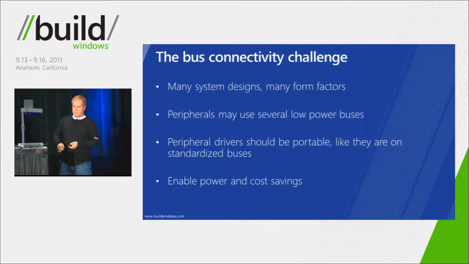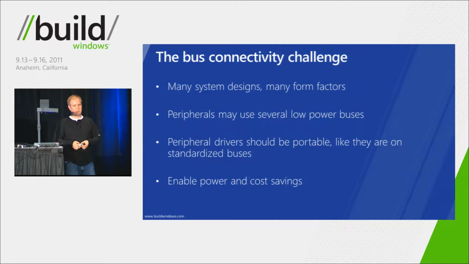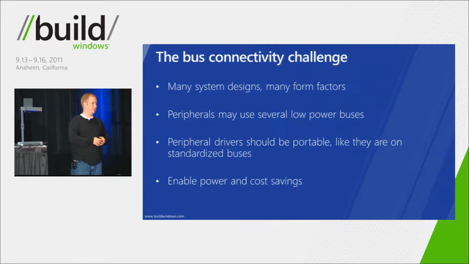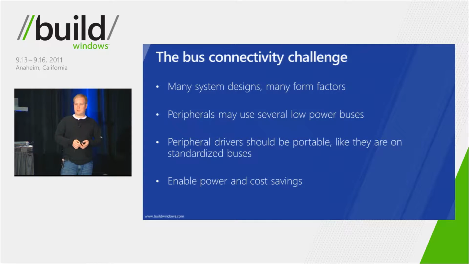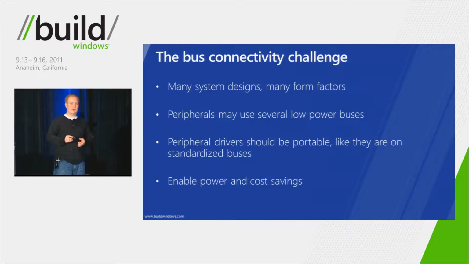So looking at these simple low-power buses, Windows had a few challenges. As many of you know who've worked with phones or other tablets, there are many system designs and many form factors, lots of different wiring configurations, and this whole ecosystem is about diversity and about flexibility. Peripherals may use several low-power buses rather than one. In the USB world, you think one connection, one device, whereas peripherals on low-power buses usually require multiple buses that each have their purposes broken down by bus.